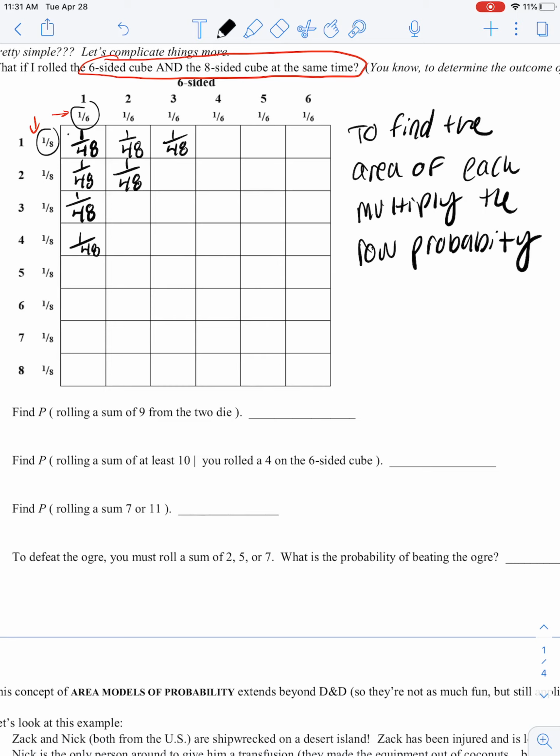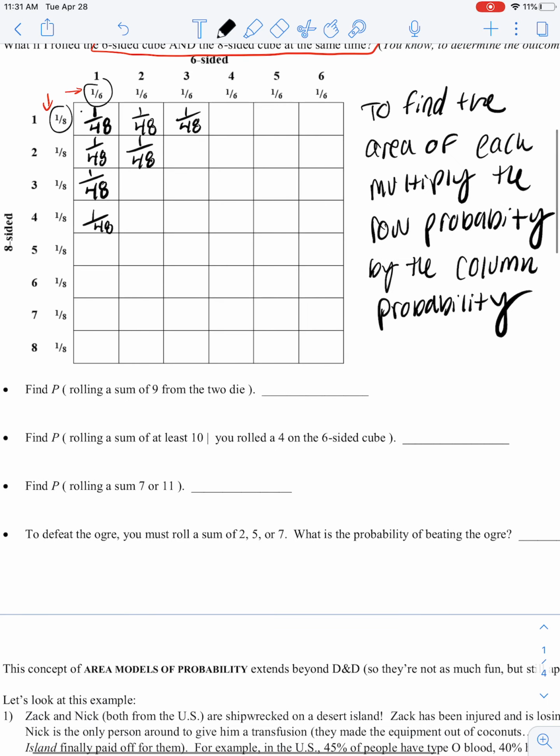Now, the probabilities might not always be the same throughout, depending on your situation. But in this specific situation, 1/8 times 1/6 is going to be 1/48 each time. Okay, now let's use it to answer some questions.